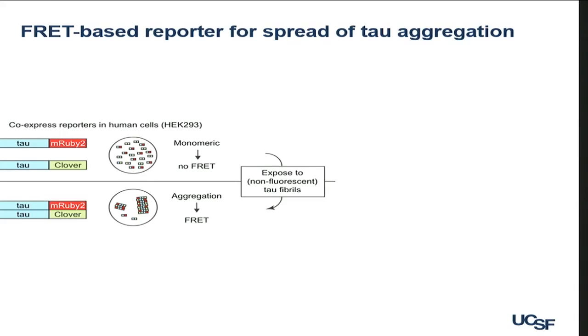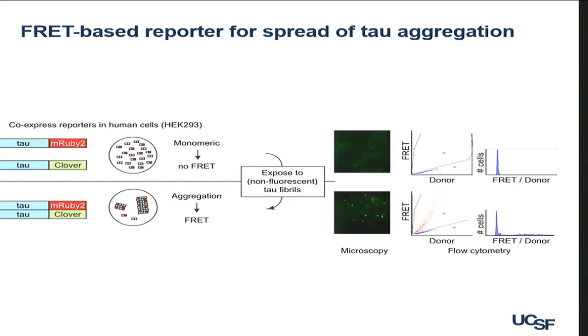But the first work we did in HEK293 cells, where we, following a similar model published by Marc Diamond, expressed two versions of tau fused to two different fluorescent proteins that can act as a FRET pair. Normally, there's no tau aggregation, there's no FRET, but you can expose these cells to recombinant tau fibers that we make from E. coli and fibrilize in vitro. And if you add them to the culture medium by these unknown uptake pathways, they get into cells and trigger aggregation of the reporter that we can measure. We can see it by microscopy, and we also get a very strong FRET signal.